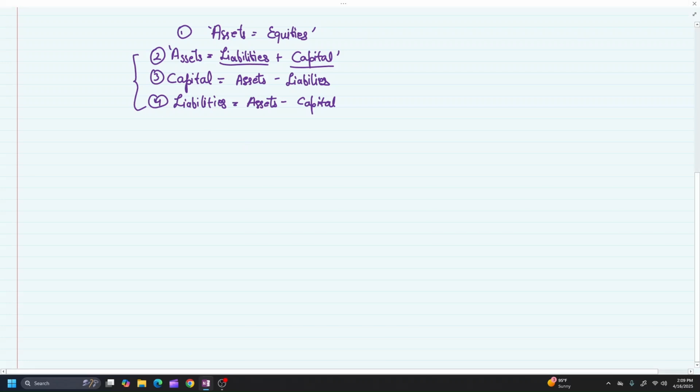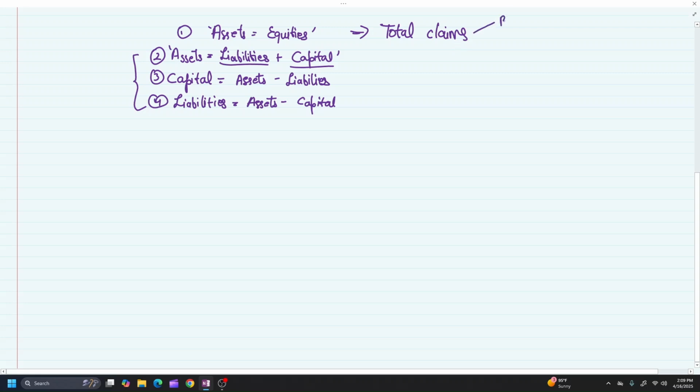Now, assets is equal to equities. What does equity mean? Equity means total claims. Now you would say, what are total claims? Total claims refers to anything that you are going to get or that is yours. Your possession, you can say. If I have to use a term for it, you can use the term possession.